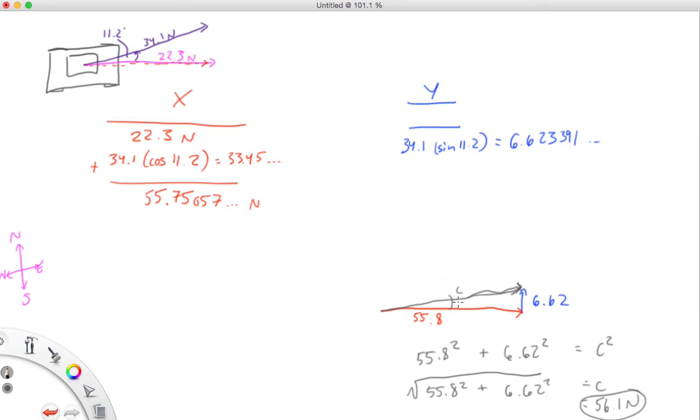Well, to find the angle, that's pretty easy. You do the inverse tangent, or the arctan. I hope you remember how to do this. The inverse tangent of 6.62 divided by 55.8, and you're going to get 6.77 degrees north of east.